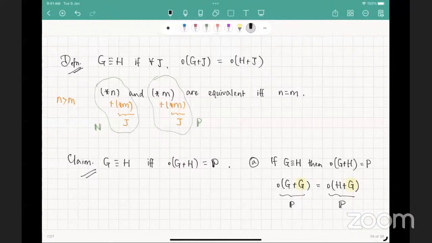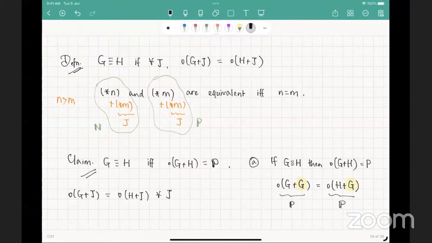That's at least the forward implication, which is that if G and H are equivalent, then the sum is P. Now, on the other hand, we want to say that if the sum is P, then G and H must be equivalent, right? So what do we want to show to say that G and H are equivalent? We want to show that G plus J equals H plus J for any J. That's what we want to show.